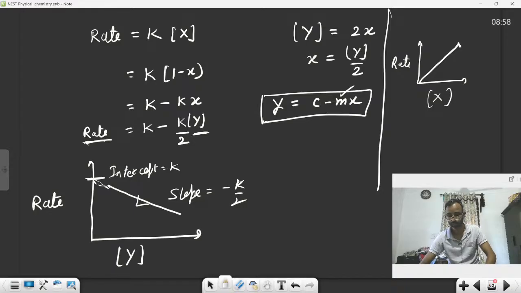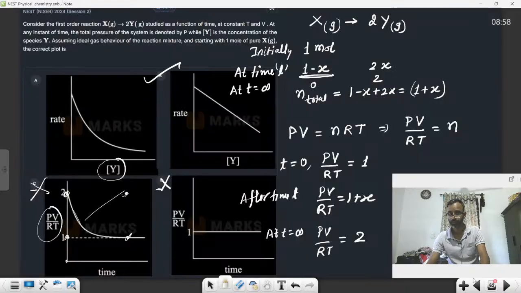It is a straight line graph because power is 1. Here it is exponential. We see a curved graph. It is not straight. It should be a straight line.